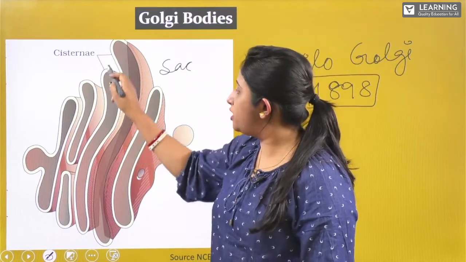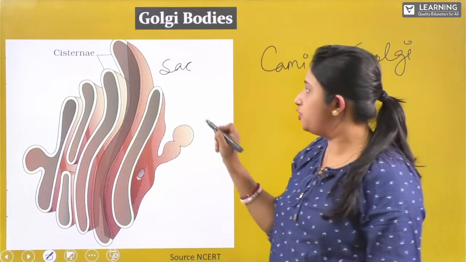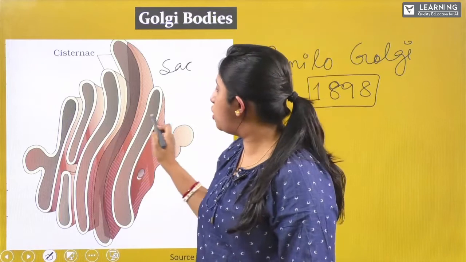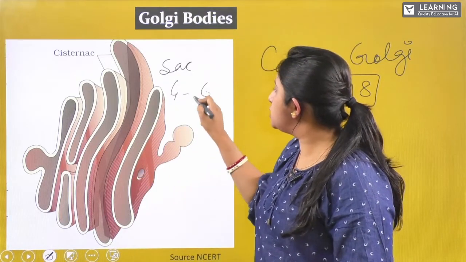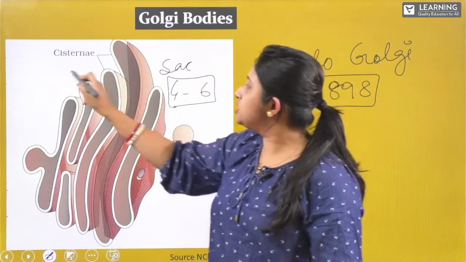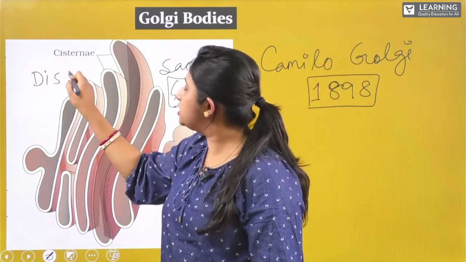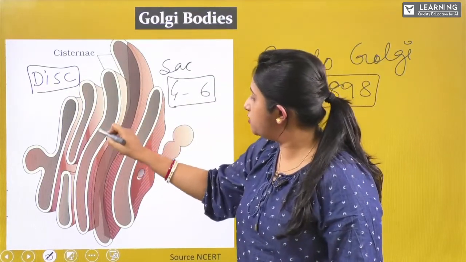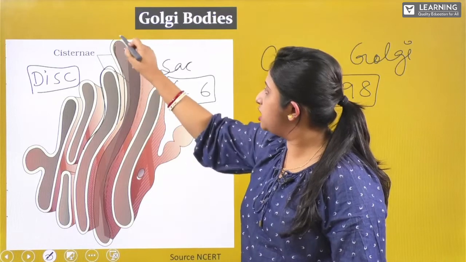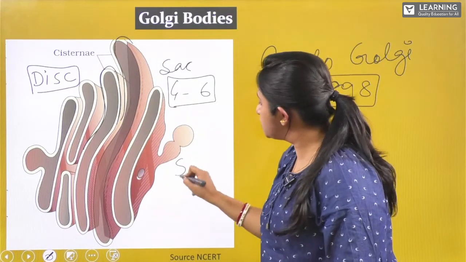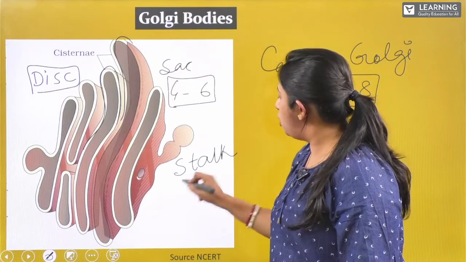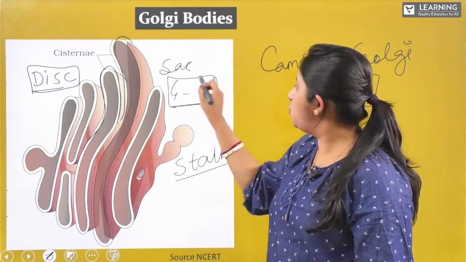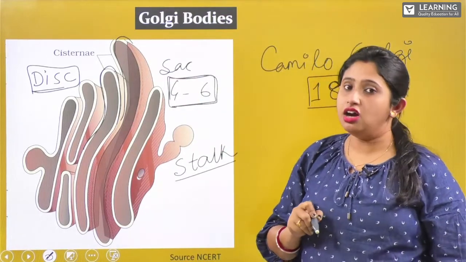It has got various sac-like structures which are known as cisternae. In each Golgi body, you will find 4 to 6 cisternae. The cisternae are disc-shaped structures. These are the cisternae, as you can see. They are present in the form of stacks, and they are disc-shaped. So there are a total of 4 to 6 cisternae in a Golgi body.